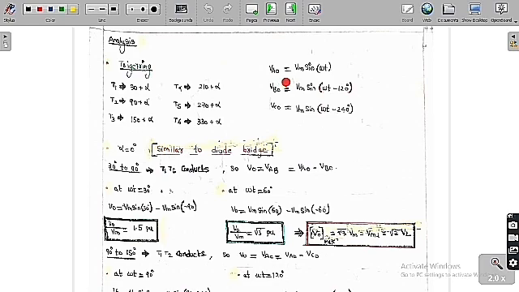And I have already told you VA0 is equal to Vm sin omega t, VB0 is equal to Vm sin of omega t minus 120, and VC0 is equal to Vm sin of omega t minus 240. VAB is equal to root 3 Vm sin of omega t plus 30 degrees, VBC is equal to root 3 Vm sin of omega t minus 90 degrees, and VCA is equal to root 3 Vm sin of omega t minus 210. All these things I have already told you.